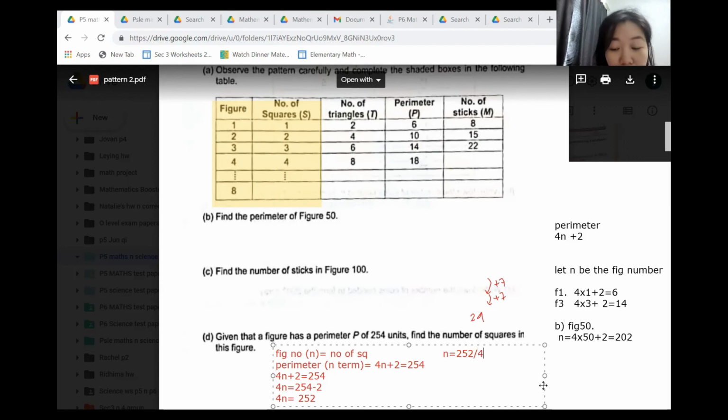Anyone can give me the answer for this one? I get 63. So that sums up my number pattern for this question. Then I think I have time for one more walkthrough. I hope that until now it's still quite clear for you all.